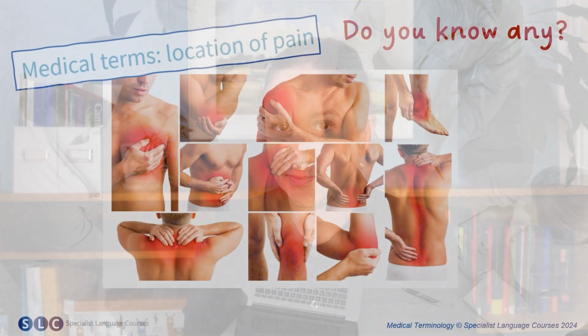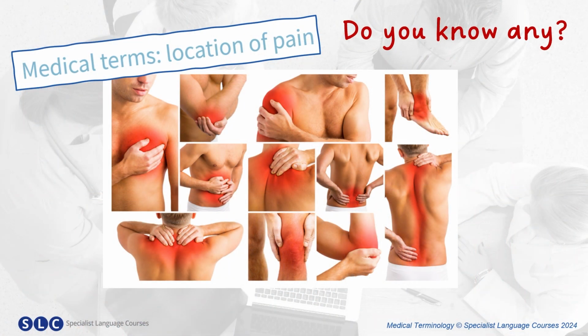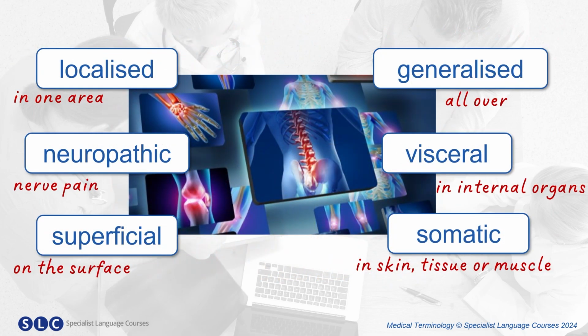Now let's move on to pain location. Do you know any medical terms to describe the location of pain? Localized, in one area. Neuropathic, nerve pain. Superficial, on the surface. Generalized, all over or in a large area. Visceral, in internal organs. Somatic, in the skin, tissue or muscle.